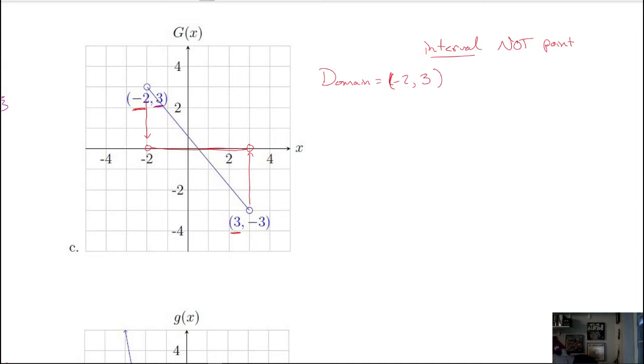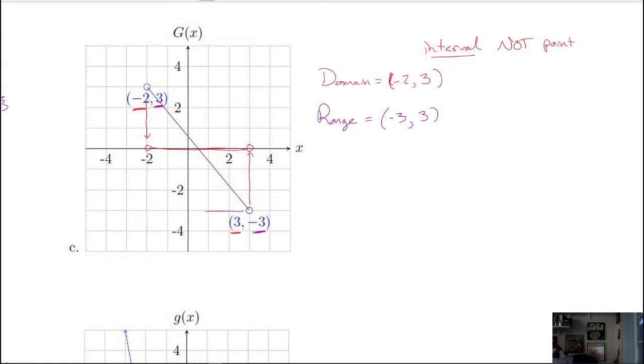The outputs, on the other hand, it looks like we have a maximum output of 3 at the top left and a minimum output of -3 at the bottom right, except for we, again, don't get to include those values because of the open circles. So we want to write this from the smallest number, the -3, up to the biggest y value of +3. So kind of writing it in the opposite order of how it looks on the graph, so that we're doing small y value to big y value.